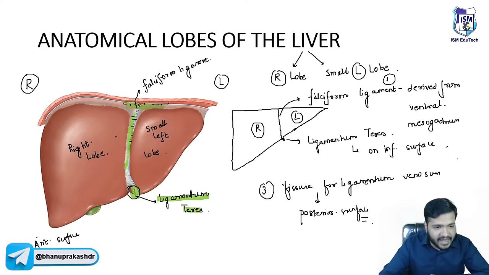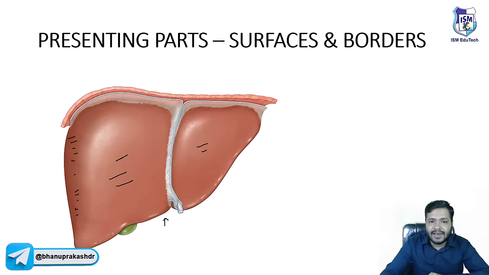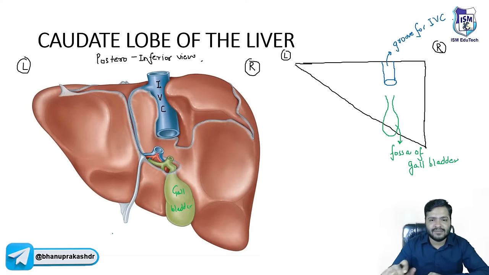If you try to see anteriorly also, you can see on the inferior surface some part of the gallbladder is there. So likewise, it is situated like this, right? Gallbladder fossa.